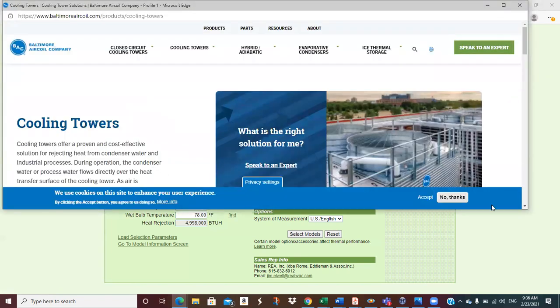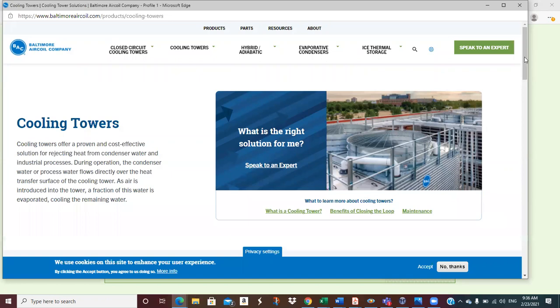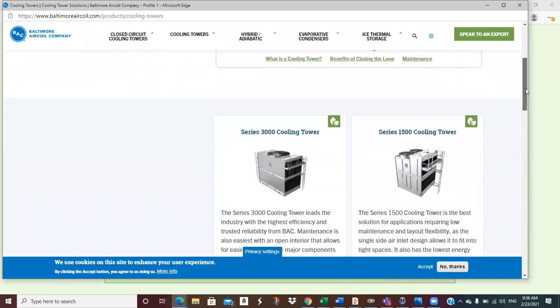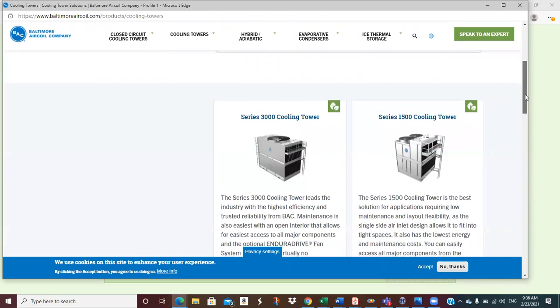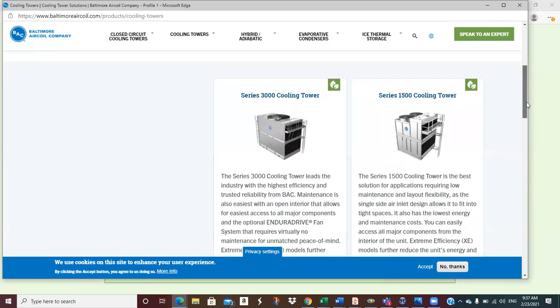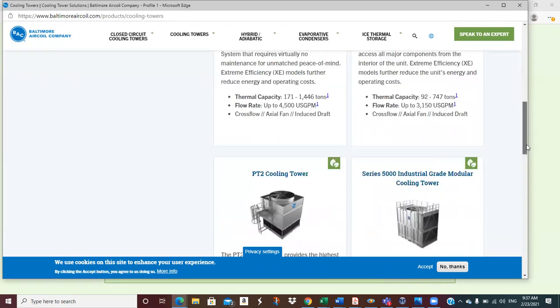You can go to this page, and it's always asking about cookies. But you can go down, and these are all of the different series. And of course, this 3000 series is what they're pushing. That's their high efficiency, kind of state of the art. This one's a little cheaper. I've not read back through all of these things.